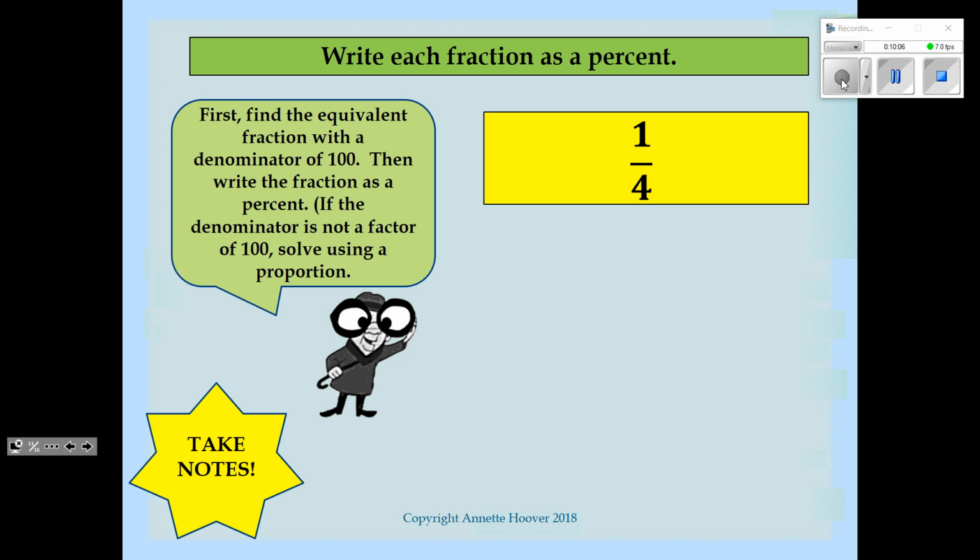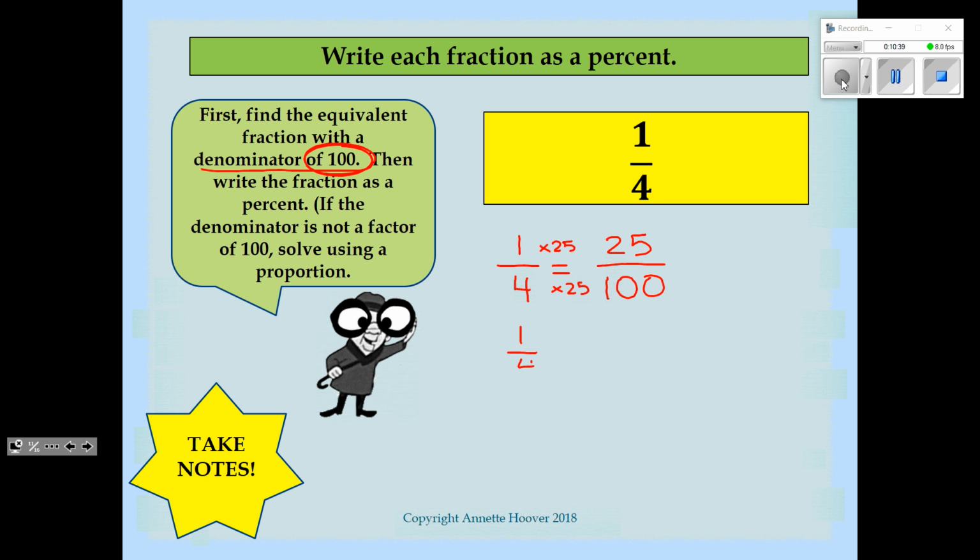Now we're going to take the fraction and write it as a percent. Well, remember that we need a denominator of 100 because with a percent, the denominator is always 100. So we have the fraction 1/4, but we want to have a denominator of 100. So you need to rewrite this fraction. You can ask yourself, what number do I multiply 4 by to get 100, which is 25. So I multiply the top number also by 25, and that would give me 25/100.